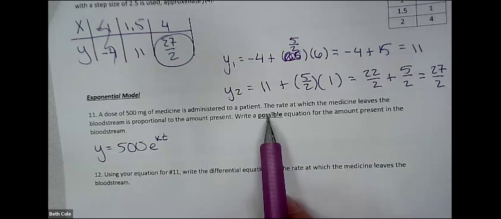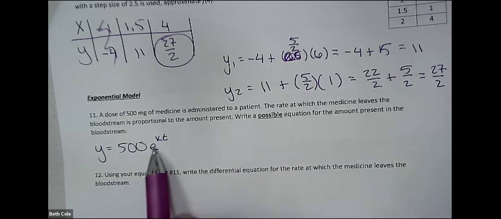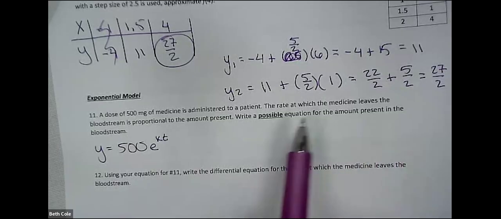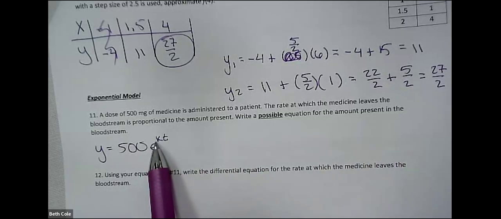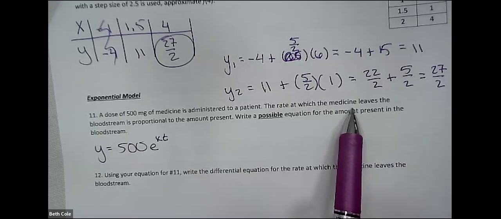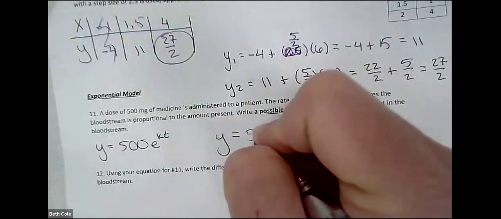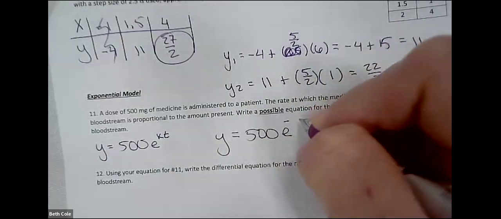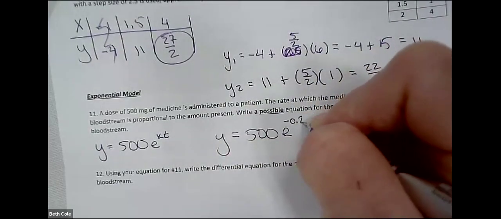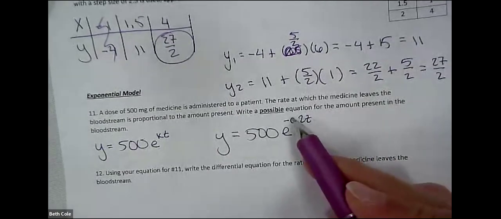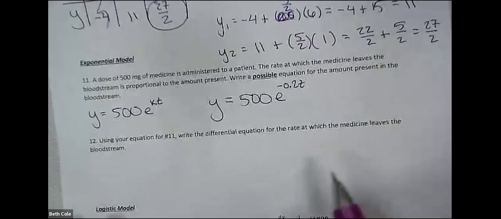Write a possible equation for the amount present. I wrote possible because this is multiple choice, and it's which of the following could be this. Basically, you just pick the one that's exponential, like the one that follows this formula and has a 500 in there. The only thing is your rate, this K value, is going to need to be negative because the medicine is leaving the bloodstream. It wouldn't be leaving very fast, so I'm going to make it like negative point something small. We'll just say like 0.2. Right? And that's a possible equation. As long as this is negative, then you're good.